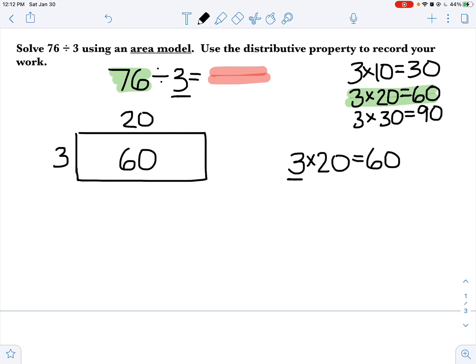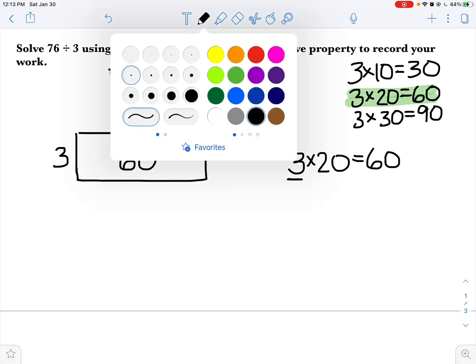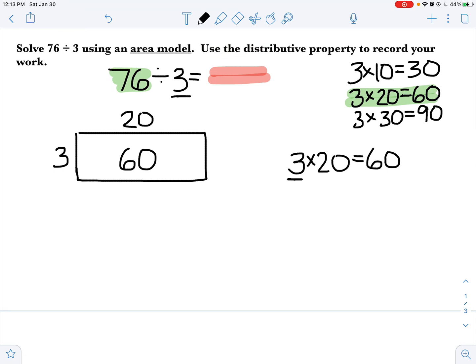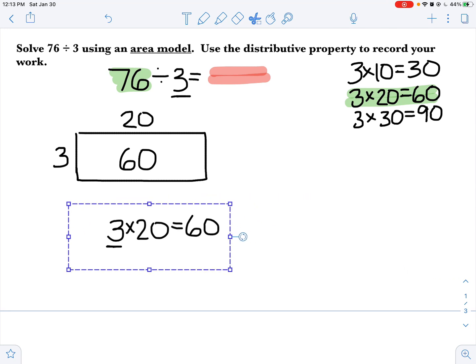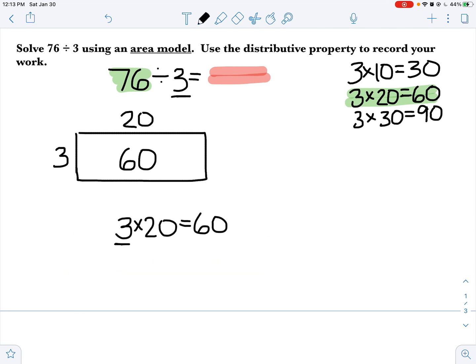All right, so now I'm at 60. How much more do I need to get up to 76? That's going to be 16. So now I want to think of any 3 facts. Let me move this over here. Maybe I'll put this down here. I want to think of any 3 facts that might get me close to 16.